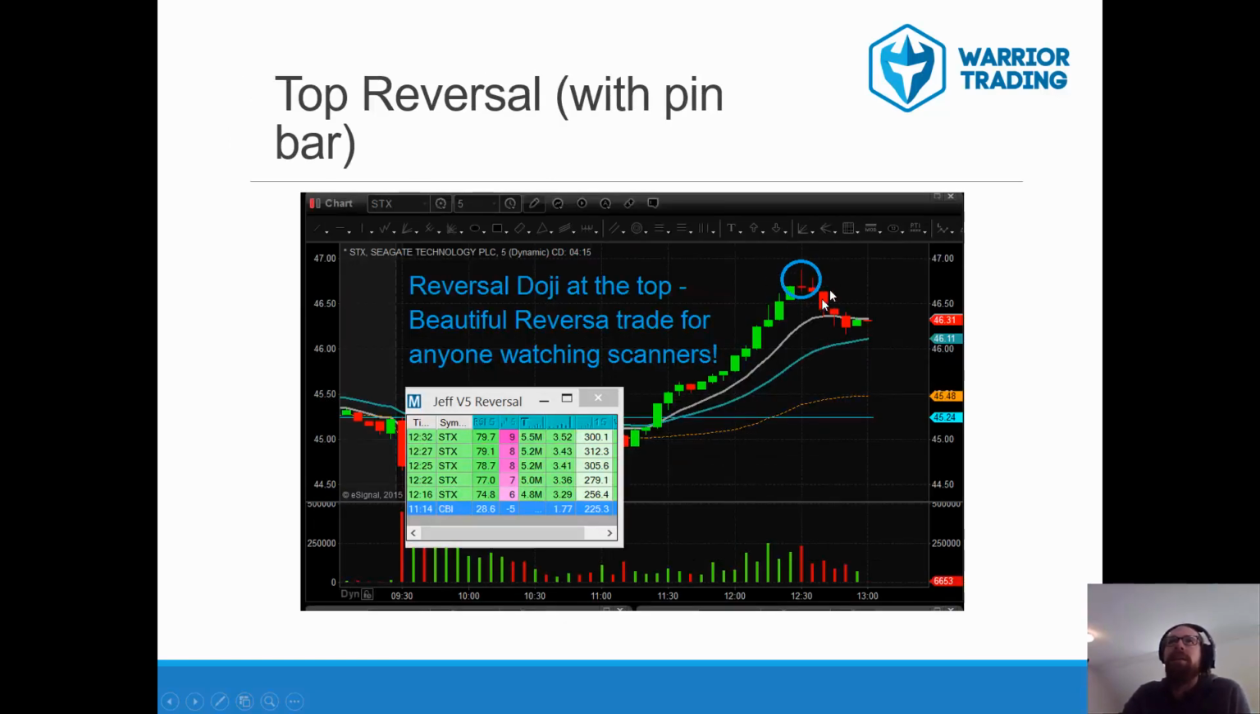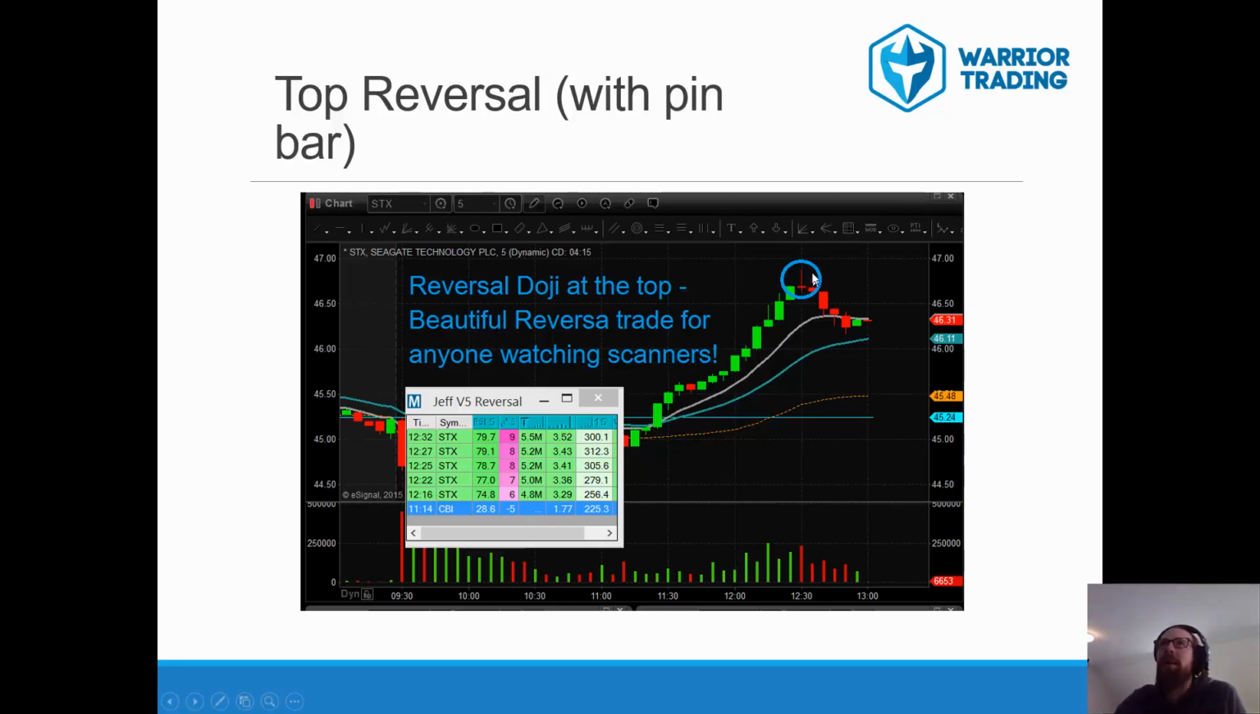This right here is a very nice reversal trade. You've got all of these consecutive green candles. This is the pin bar. A pin bar is just another word for a doji, but a doji specifically at the very top of the run. The very top of the move, we can sometimes call that a pin bar.